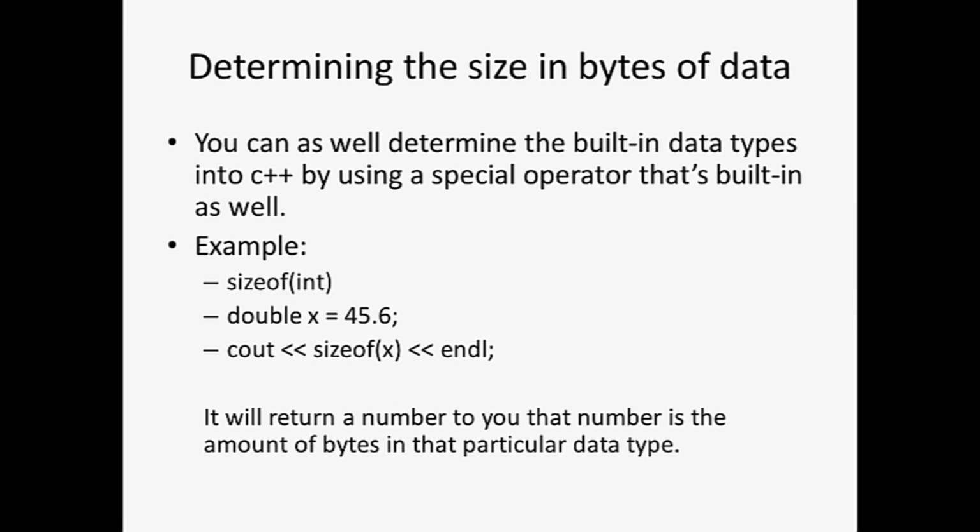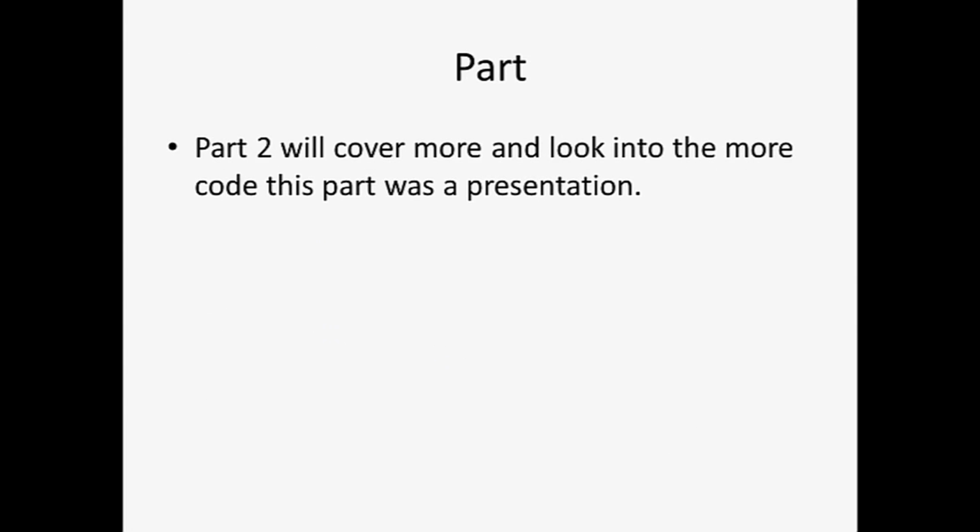So we can actually determine the size in bytes of data types. There's a built-in operator in C++ called sizeof. You can provide it either the data type, or a variable. So if you say sizeof int, you put it in parentheses, or you could point it to a variable, like here, example, double x, and I'll output this to the screen. It'll return the number of bytes that particular data type has. So for example, int on my system is 4. Double is 8 bytes.